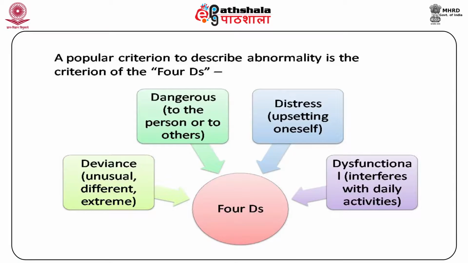A popular criterion to describe abnormality is the criteria of 4 Ds. These 4 Ds are: deviance, which basically means an unusual, different, or extreme form of behavior. Second D is dangerous, which may impose danger to the person or others. Third D, distress, which may be upsetting to oneself. Fourth D is dysfunctional behavior, which may interfere with daily activities or chores.